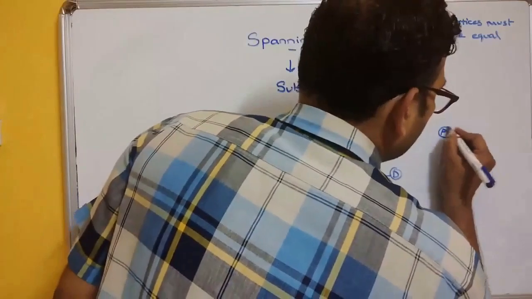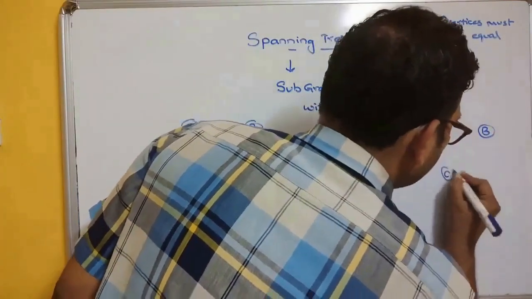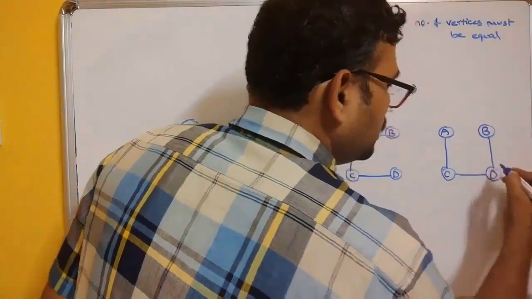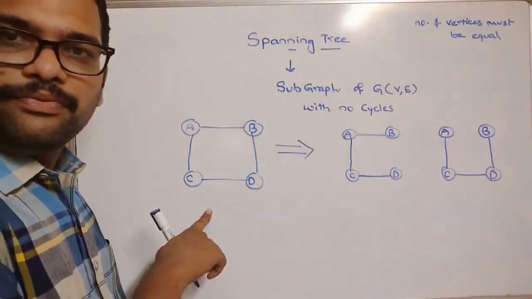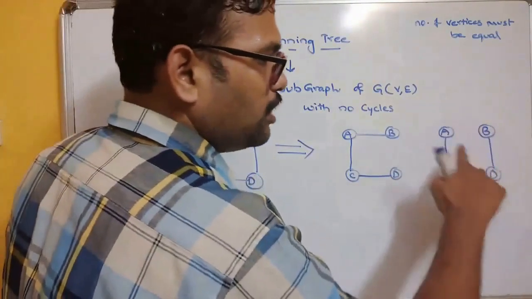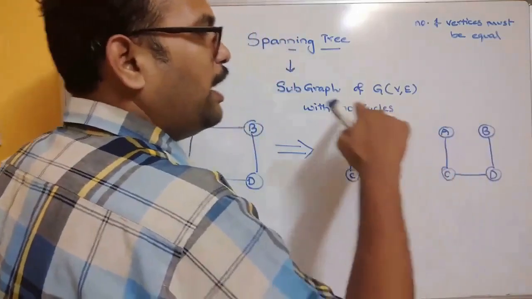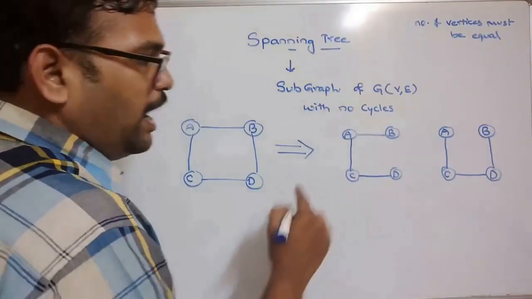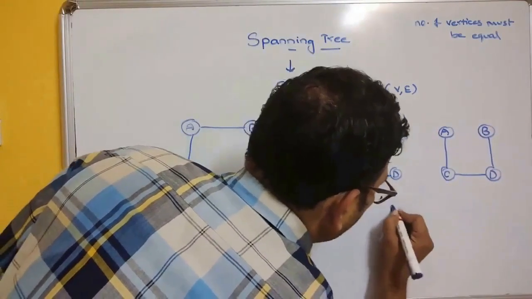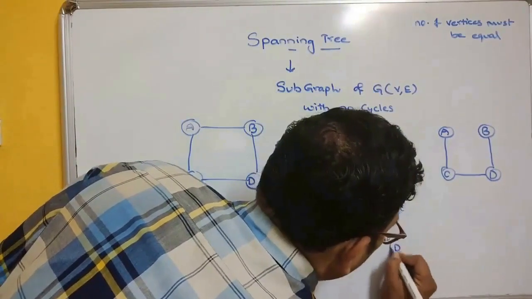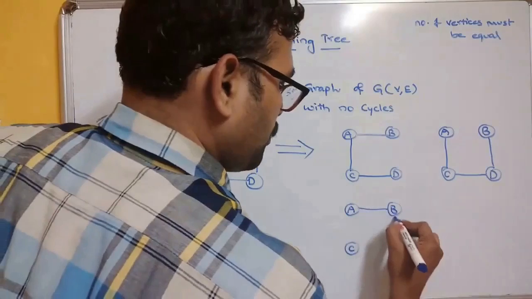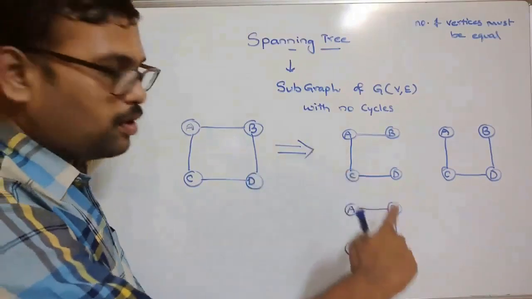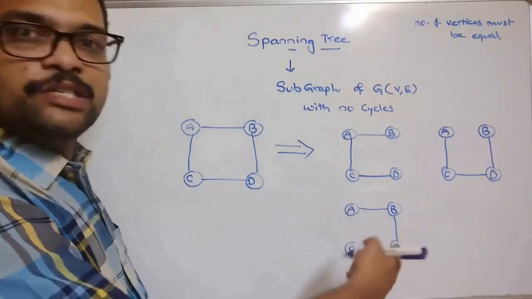And another case, let us see A, B, C, D. So let us consider this one. This is also a possible spanning tree from this particular graph, right? Because all the vertices have been connected and the number of edges is n minus 1, that is 4 minus 1, and there is no cycle, right? And one more possibility. So here also all the 4 vertices have been connected with n minus 1 edges.